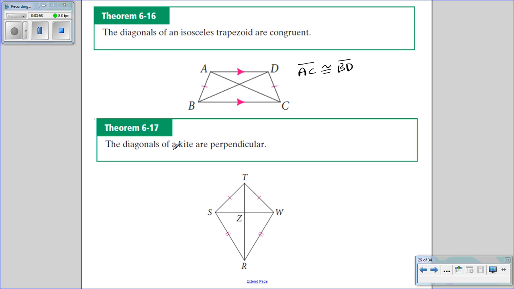All right, let's move to a kite. The diagonals of a kite are perpendicular. Remember, perpendicular means they intersect at a right angle. So that means this long diagonal and this short diagonal are going to intersect to form 90-degree angles in the middle.